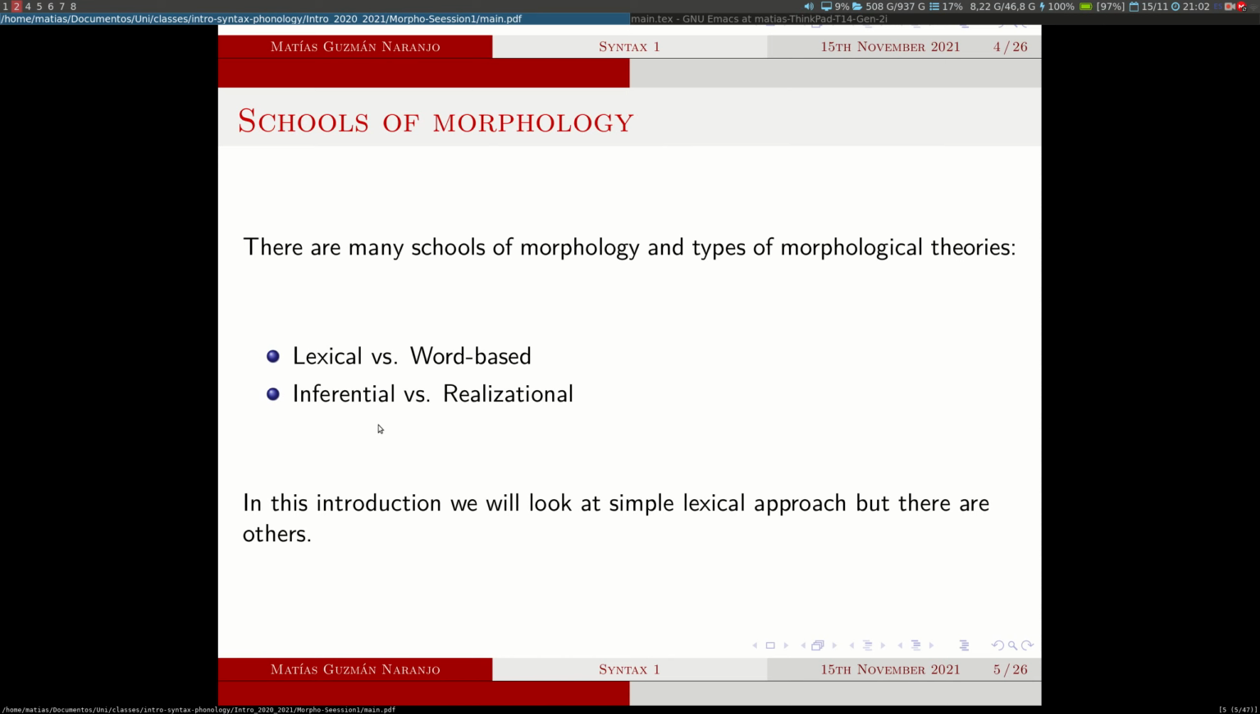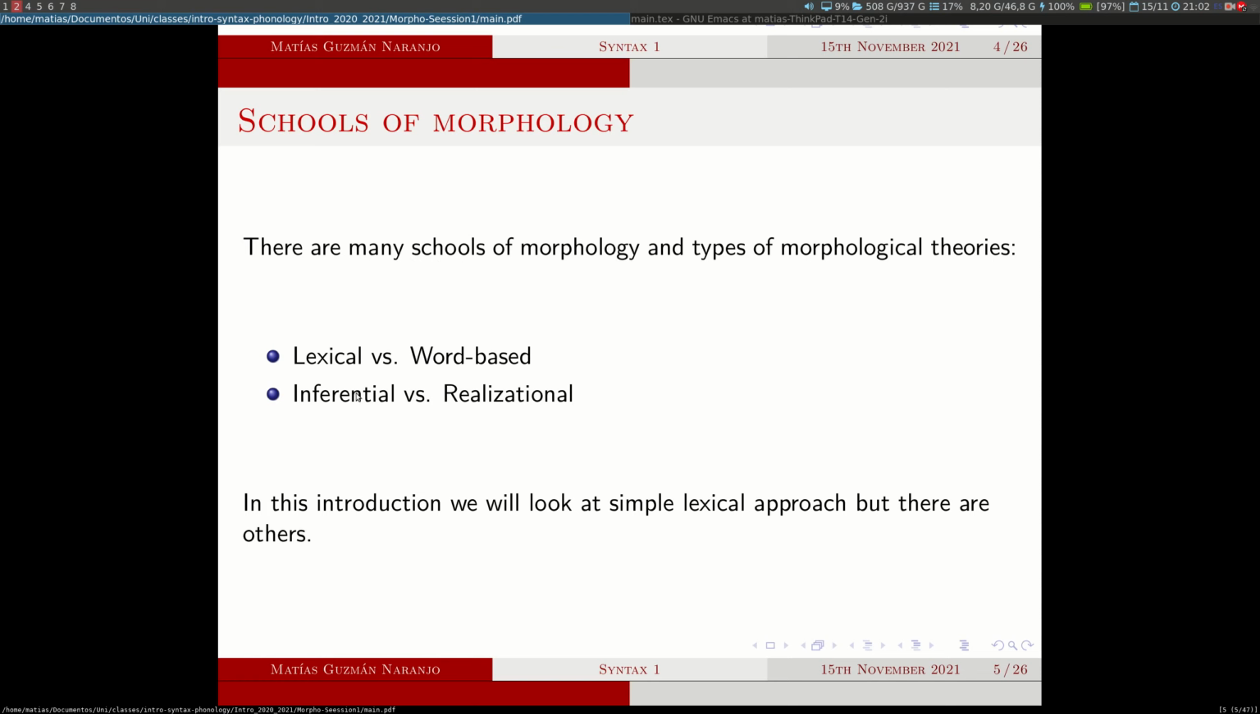So as I just mentioned, there are many schools in morphology. There are many types of morphological theories. Here are some examples of positions between lexical and word-based. We'll be focusing on lexical approaches and not word-based approaches. And lexical approaches basically means that we look at morphemes. Again, I'll come to morphemes in a second.